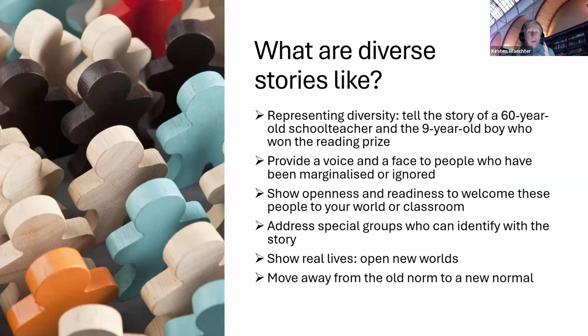So we have to think about voices and faces of the people who have not really been part of the mainstream representation in the classroom. If we identify one or two special groups, what happens is often a kind of domino effect that others feel included as well. And I always think we should really show real lives. So I construct my characters, but my characters are based on real people, including the 5 that you've just seen. So I think we need to move away from the old norm to a new normal.